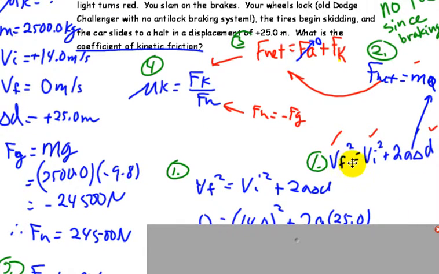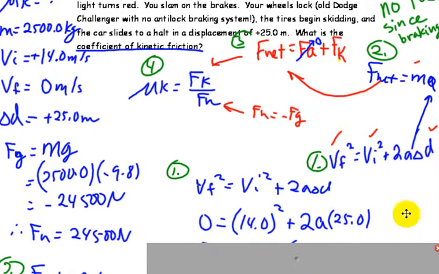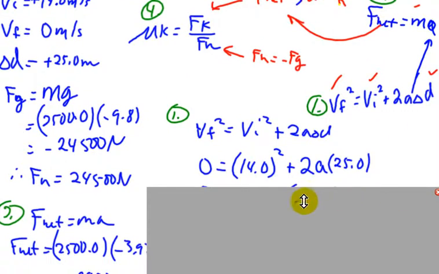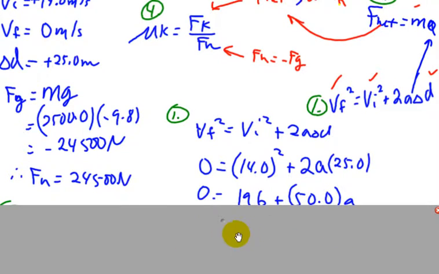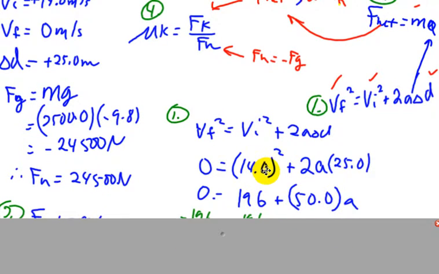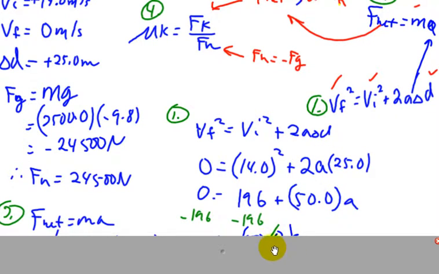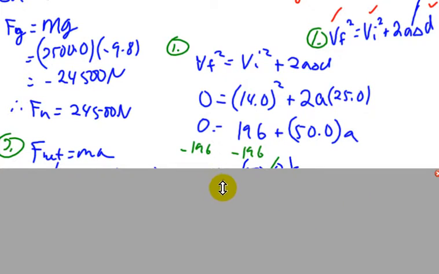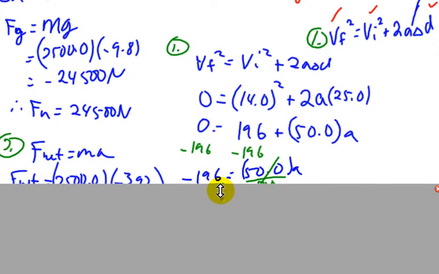Okay. Then backtracking here, equation 1 to 2 to 3. V final squared is equal to Vi squared plus 2AD. So as you can see here, initial velocity is 14. Final velocity is 0, so that's going to cancel out. 2 times A times 25, or I could take 2 times 25 to get 50. Subtract 196 from each side. So I get negative 196 is equal to 50 times A.